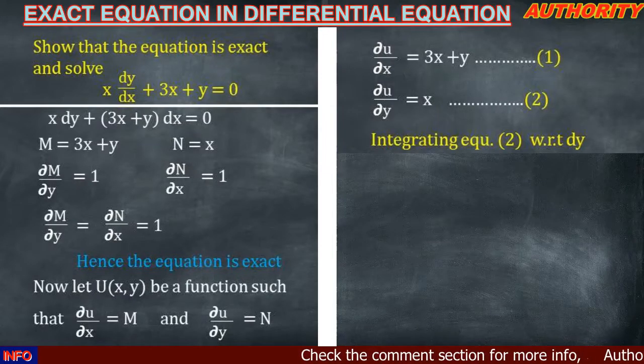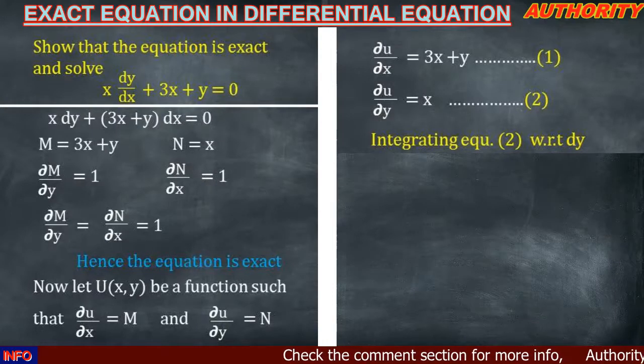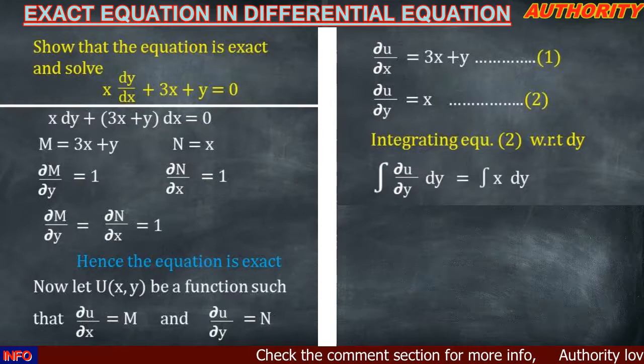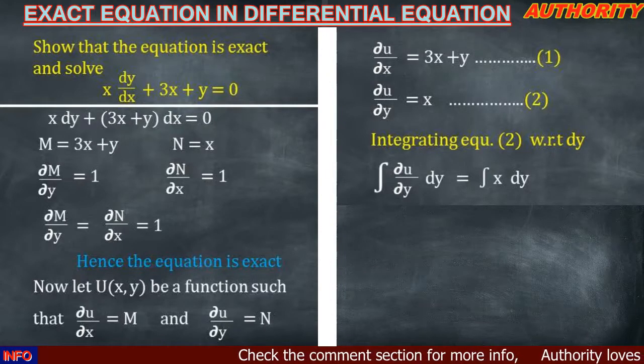That means we are going to integrate this function. Since we are looking for u, we integrate it with respect to y. So we integrate this equation 2 with respect to y, that is with respect to dy. That means we're going to have the integral of the partial derivative of u with respect to y dy equal to the integral of x dy.